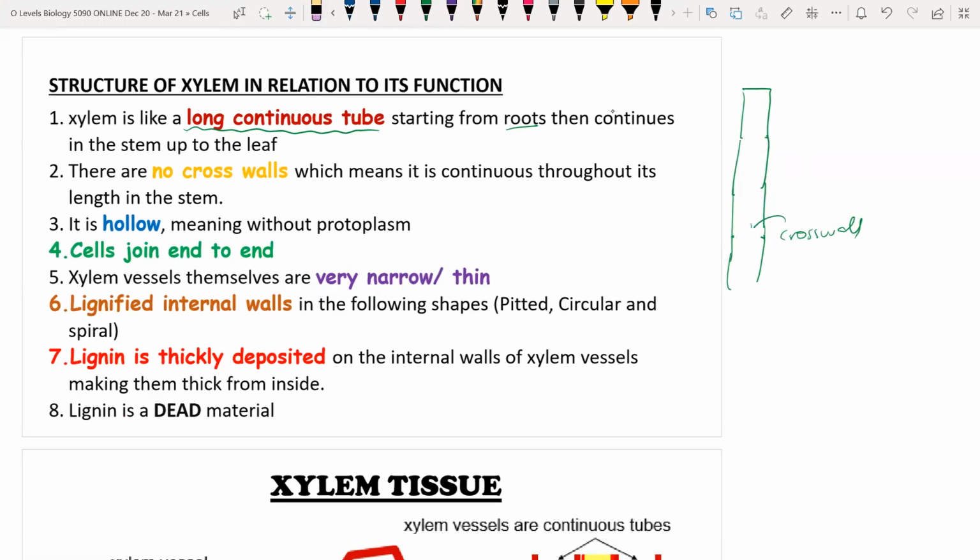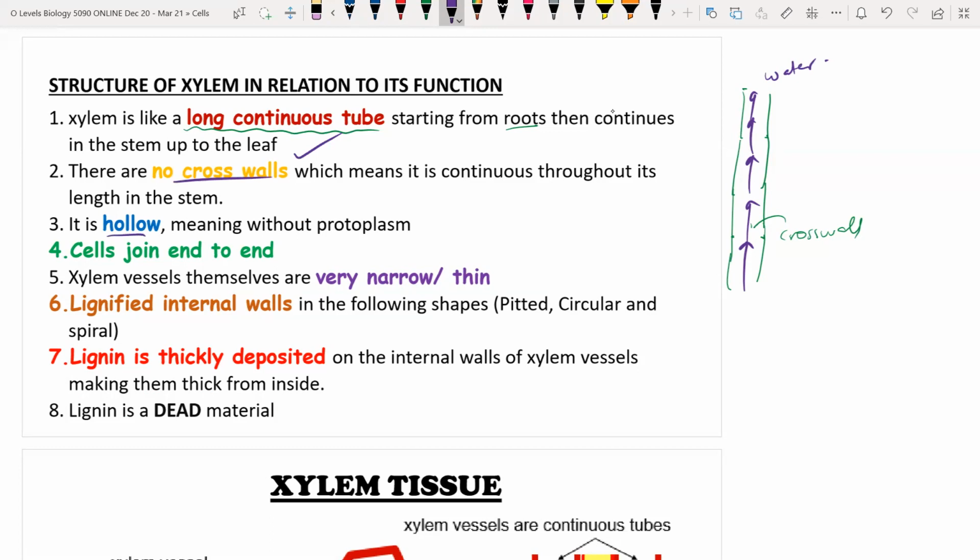So that's what it means when it says that there are no cross walls. And by the way, imagine if there were cross walls, then how do you expect the flow of water to be consistent? Because water needs to flow, and if they have cross walls, then guess what? That will be an obstruction. So there are no cross walls, which means it is continuous throughout its length in the stem.